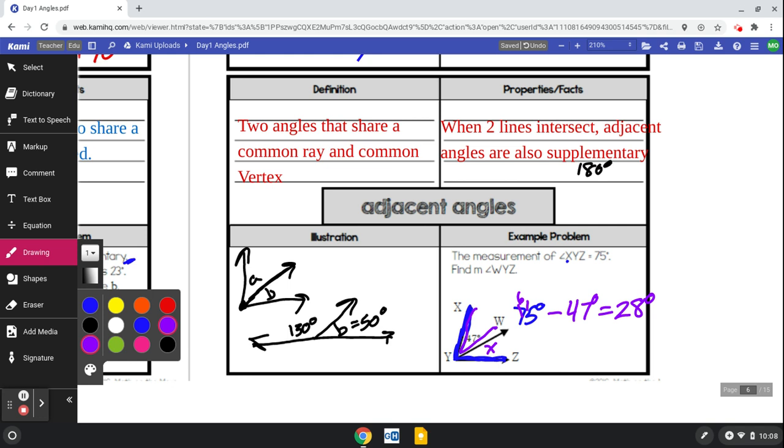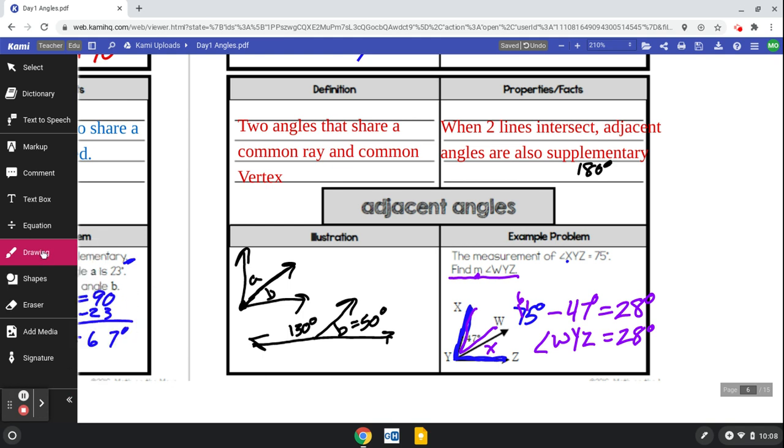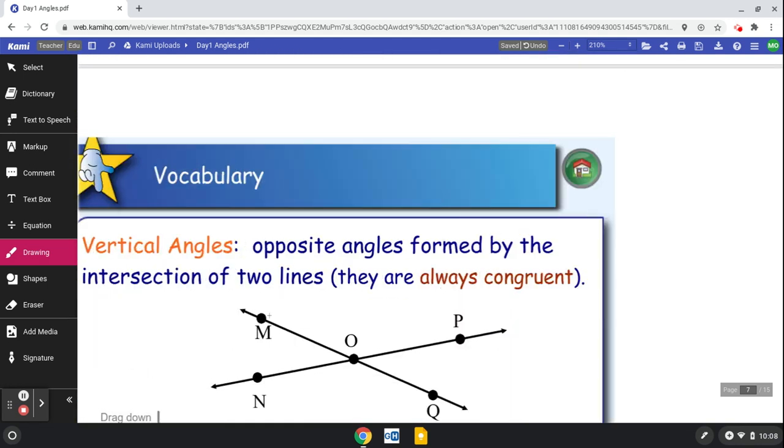So then we would say that angle WYZ equals our 28 degrees. Even though I put an X there, I just wanted you to know what we were actually looking for. But it told me to find the measurement, that's what the M stands for, of angle WYZ. All right, if you need to pause this, finish up your notes.